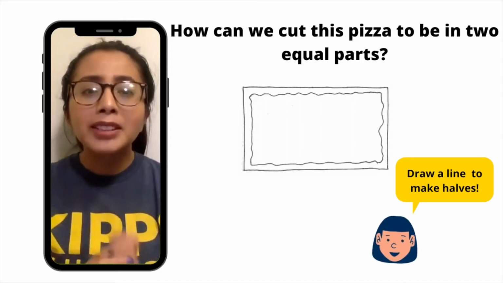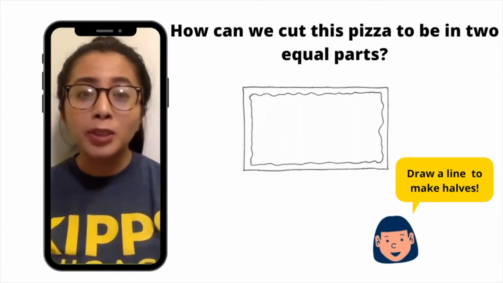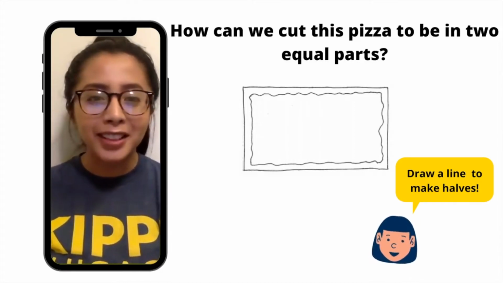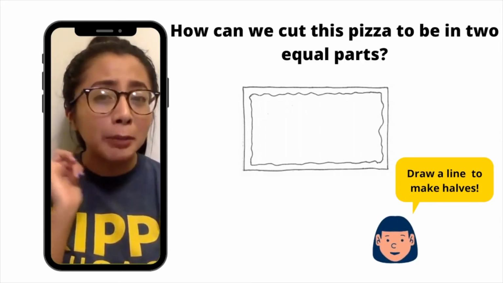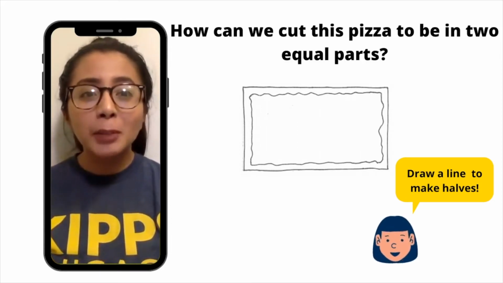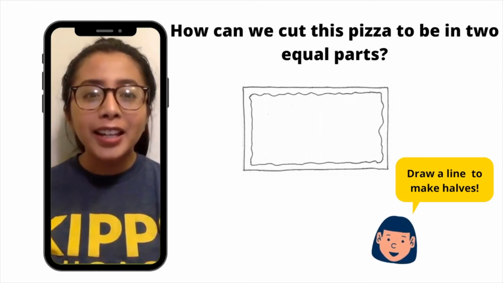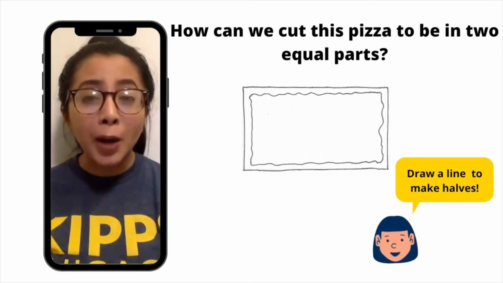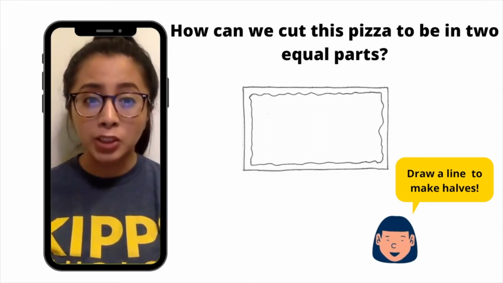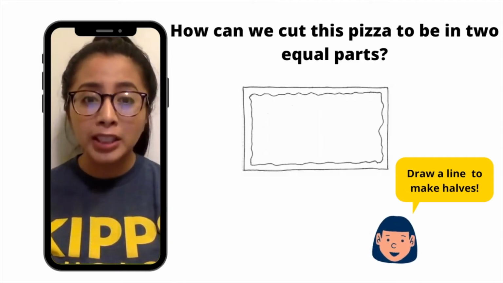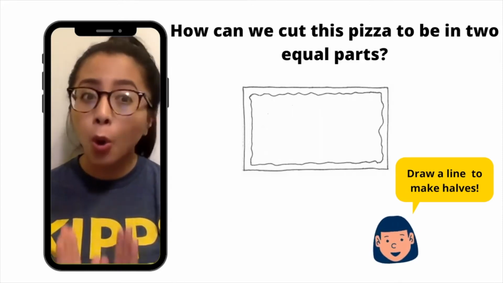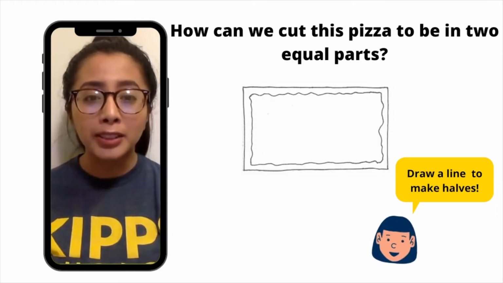But sometimes we buy what's called Sicilian pizza. Silent connection if you like this type of pizza too. This is shaped like a rectangle. And I'm wondering if I wanted to share this pizza with my sister, how could we cut this pizza into two equal parts or two halves of this pizza?